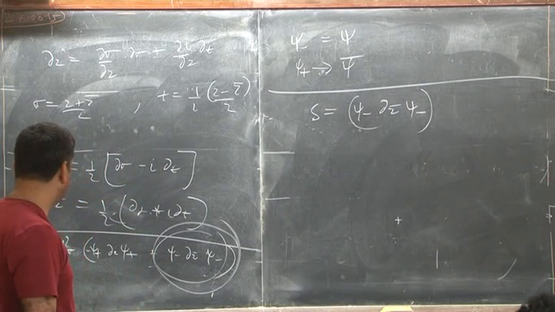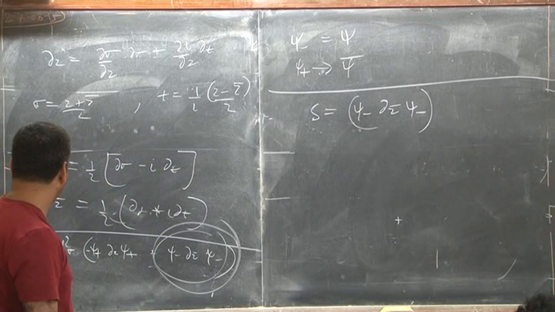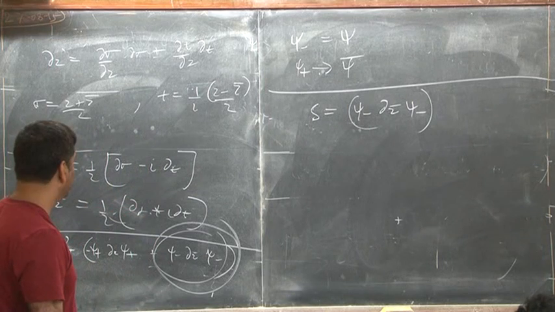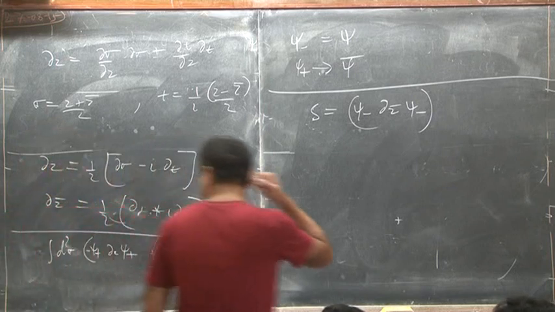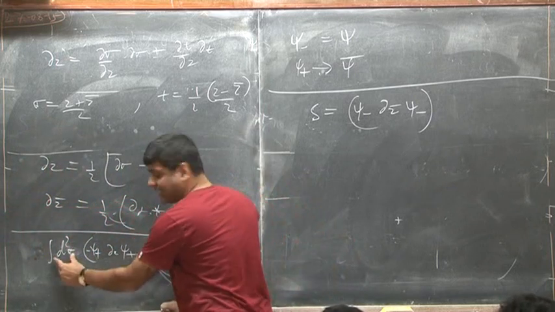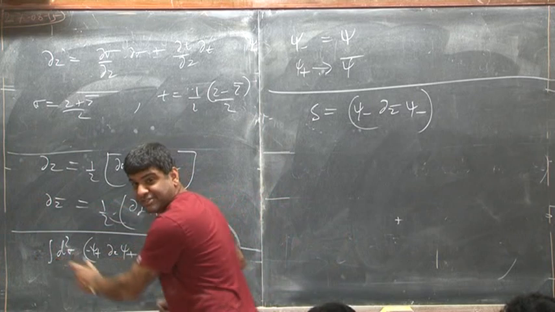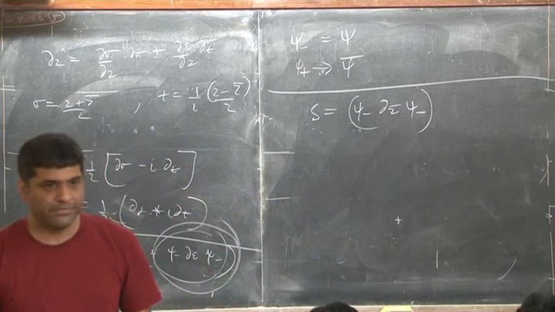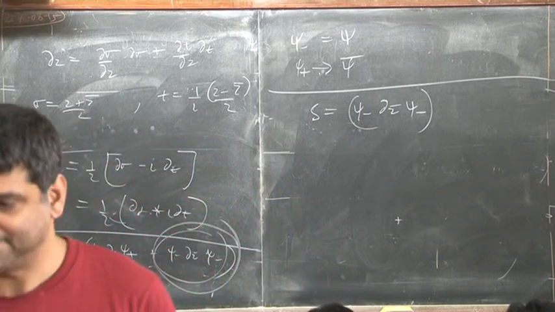So where? If you have an i, I thought there was an overall i that was meant to get absorbed in the normalization. Yeah, I think the action we want to study is just this.